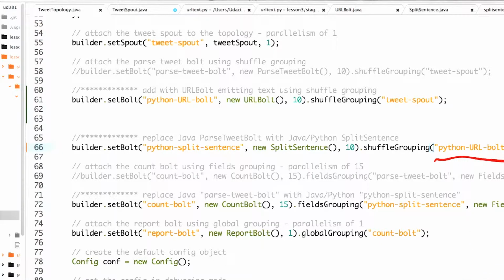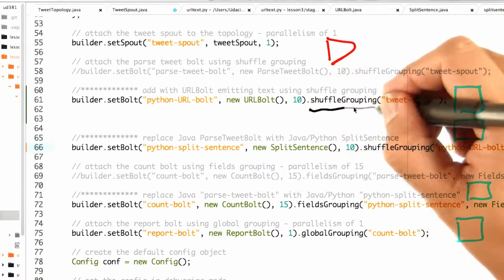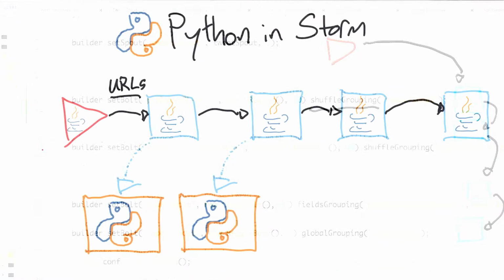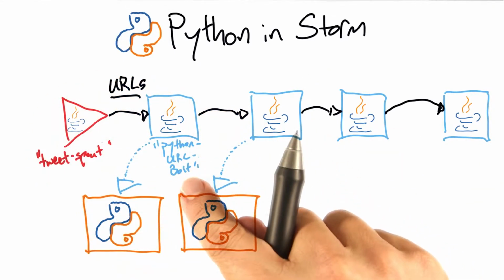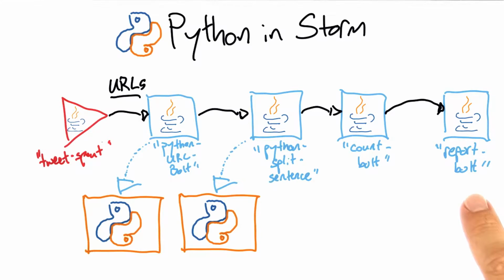And one final check on our topology, we have the tweet spout, the Python URL bolt, the Python split sentence bolt, the count bolt, and the report bolt. This is connected with a shuffle grouping of the URL to the tweet spout, another shuffle grouping of the Python URL bolt to the split sentence bolt, the split sentence bolt to the count bolt, and finally the count bolt to the report bolt. Just labeling our components a little nicer, we have the tweet spout, the Python URL bolt, the Python split sentence, the count bolt, and finally the report bolt that connects to Redis and our live visualization.